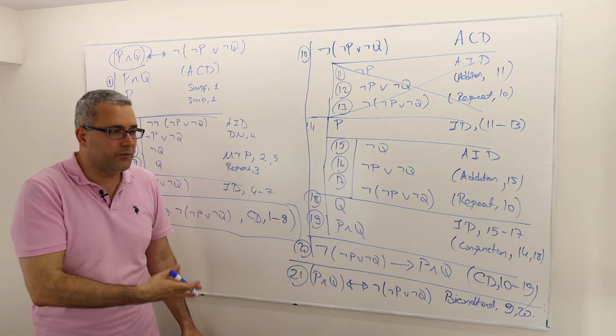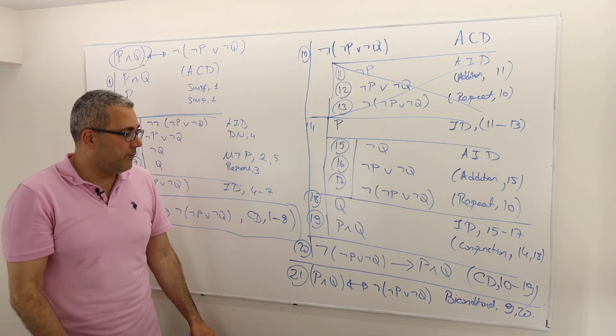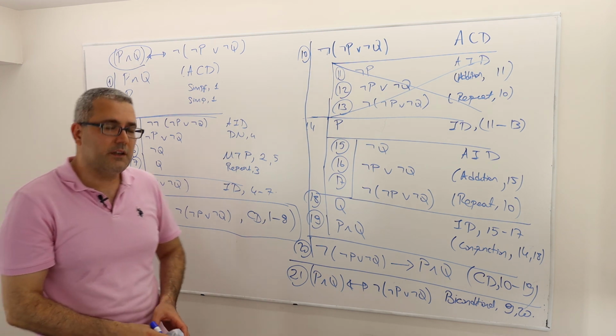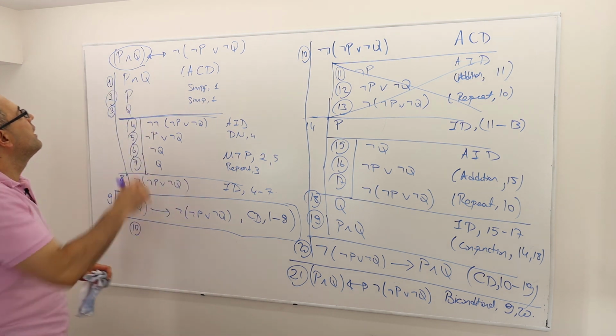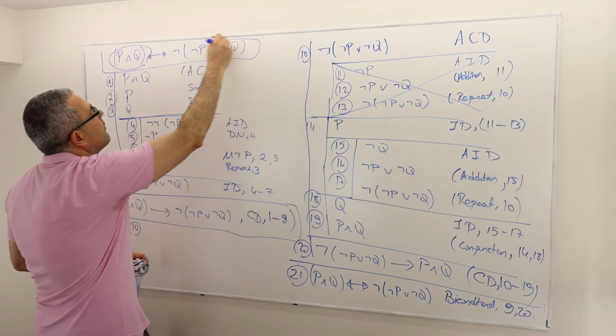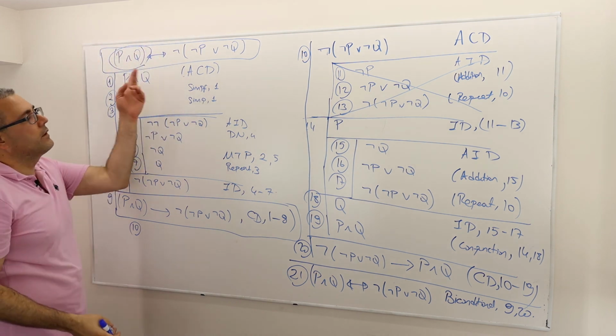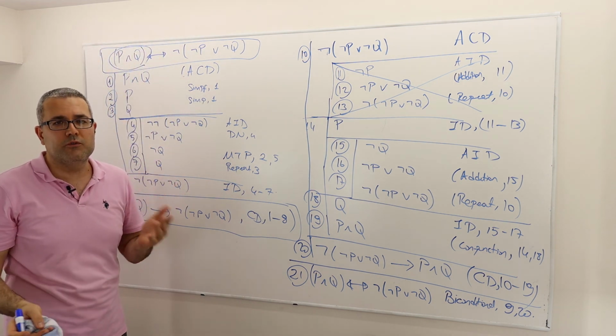And that's the proof of this theorem. Yes, it's relatively longer than the others, but this is how we prove an if and only if statement. Obviously, it's longer simply because it has two arrows to prove.